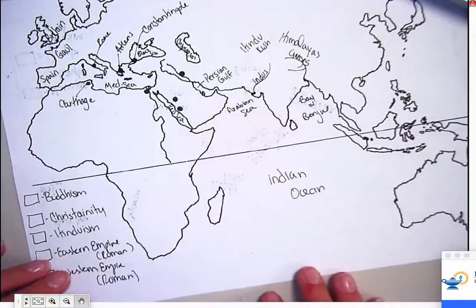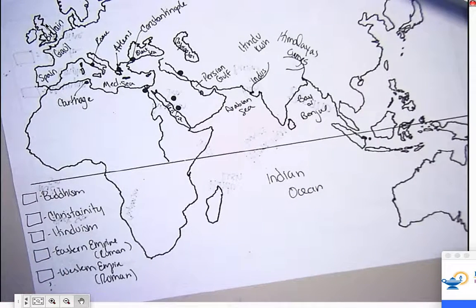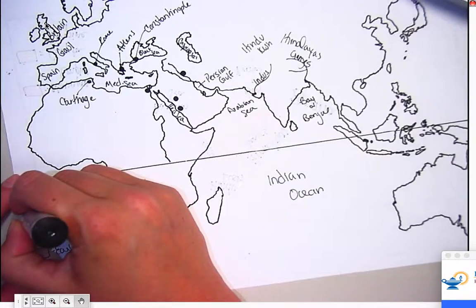All right, you guys caught up? Perfect. All right, so we're going to do religion first. I'm going to do Christianity first, and Christianity is going to be a blue arrow for me.